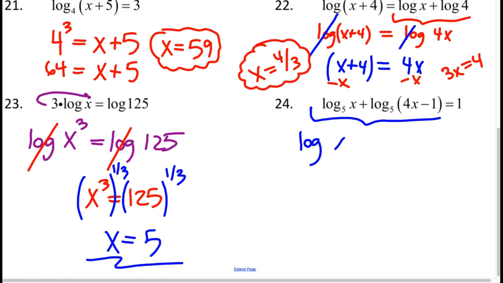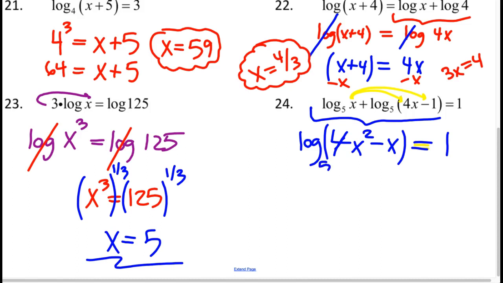That's going to be the log of x times 4x squared minus x. Oh, it's a quadratic. How'd I do that? I took this x and I distributed it because I have to multiply it by that stuff right there. So 4x squared minus x equals 1. Okay, that stuff equals 1.